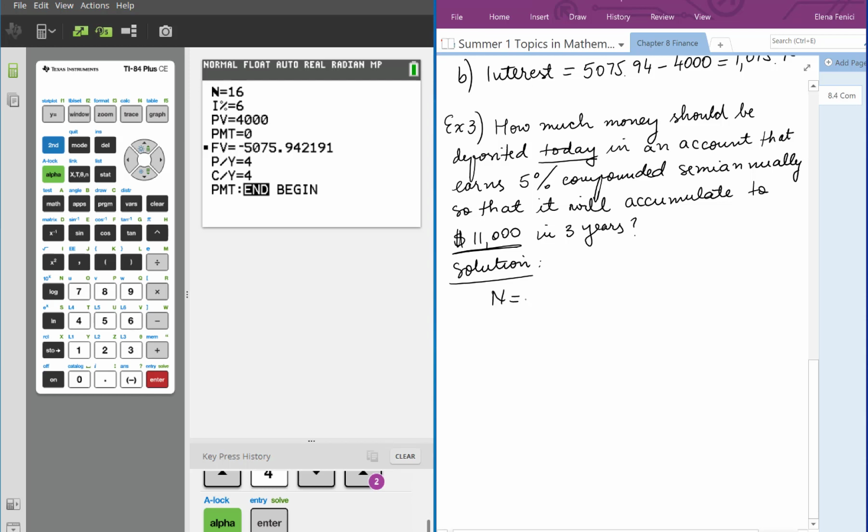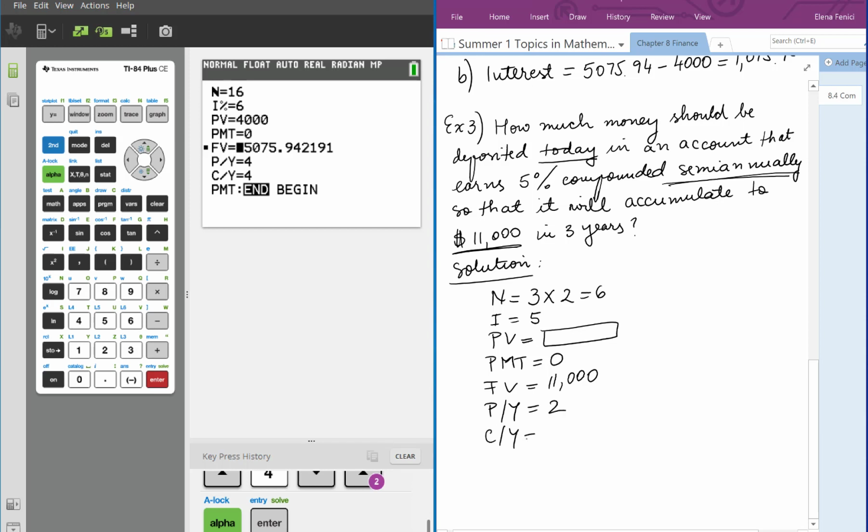Well, n equals, well, it's 3 years, and then they said semi-annually, so 3 times 2, so the number of times the interest is calculated, it's 6 times. The interest is 5. The present value is, I don't know it, right? That's what I want to find. The payment, again, we didn't do anything with the payment yet, so we put 0. The future value is 11,000. Well, we don't have to put the symbol, so it's 11,000. And P/Y is 2 because of semi-annually. And then we keep the end. We always use end, always.